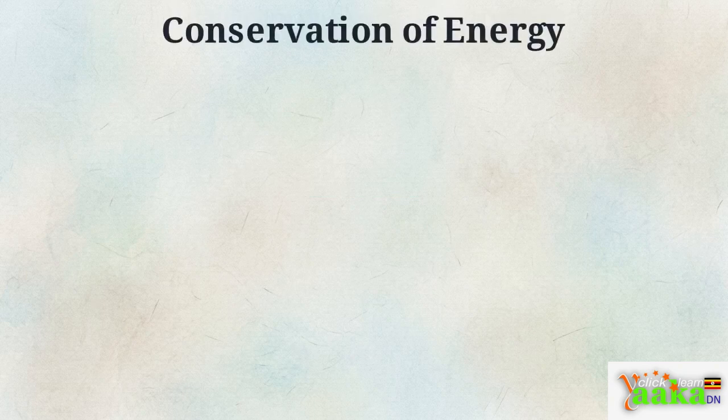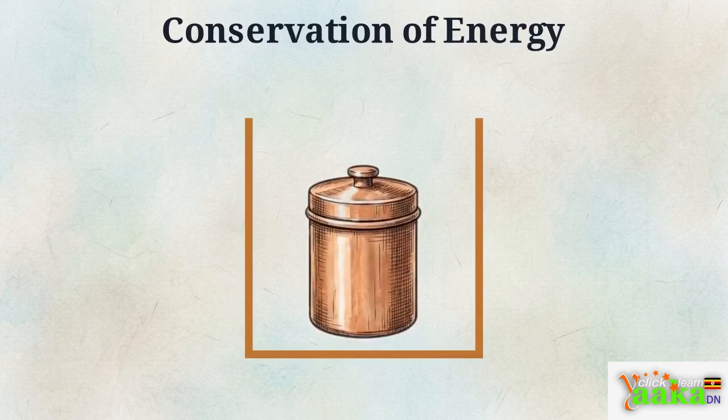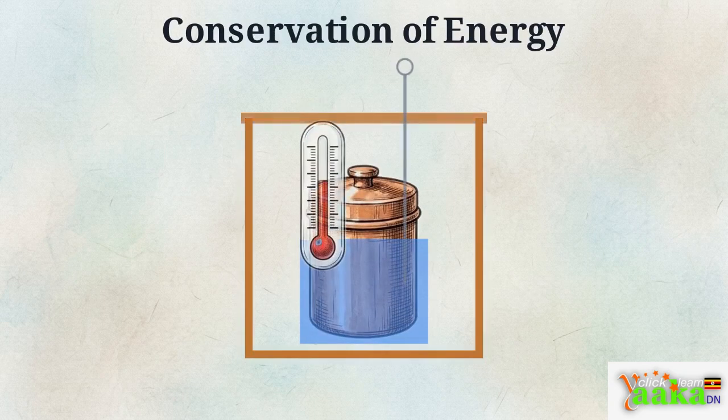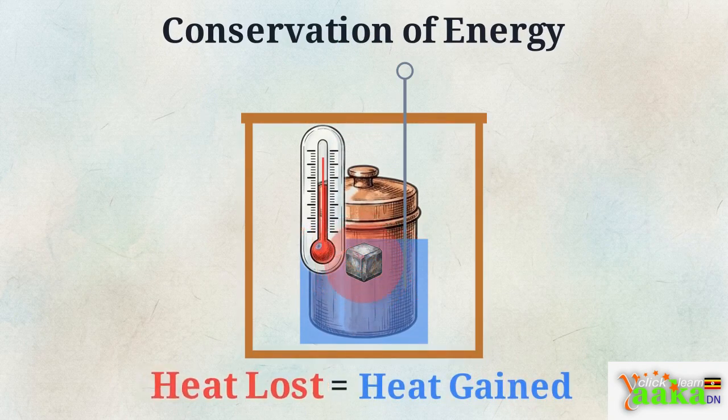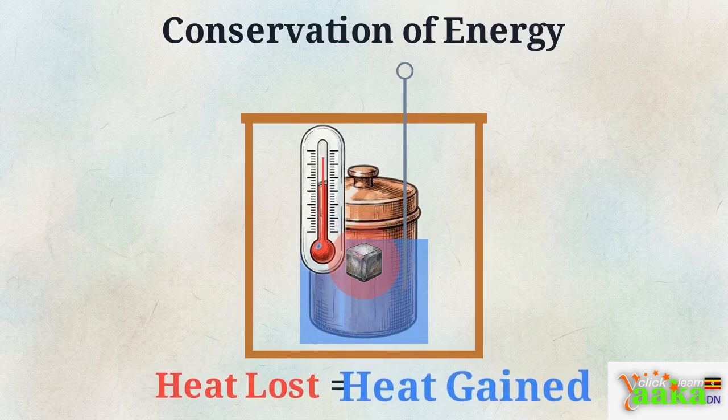This cutaway diagram of an insulated copper calorimeter illustrates how we measure energy transfer in a lab. The master rule here is the principle of conservation of energy. If you drop that hot iron block into cold water inside this container, the exact amount of heat lost by the hot iron is equal to the heat gained by the cold water.